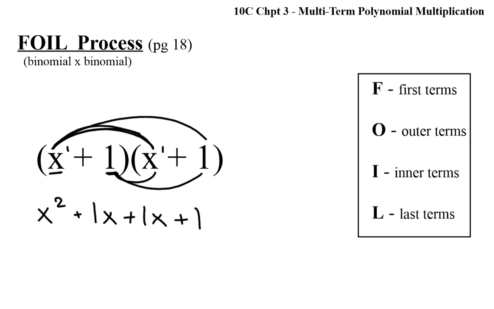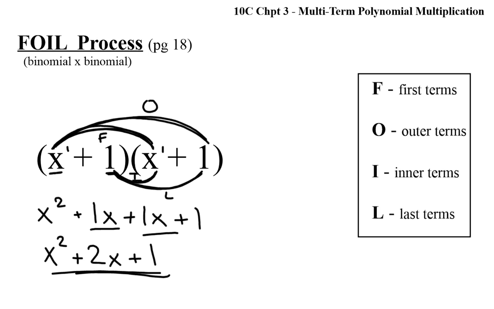So we multiplied first terms. We multiplied outer terms. We multiplied inner terms. And we multiplied the last terms. Always look to combine like terms. X squared plus 2x plus 1. And there's your binomial times a binomial. First, outer, inner, last.